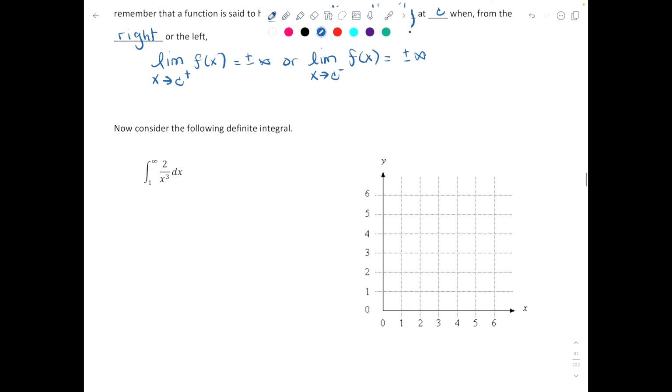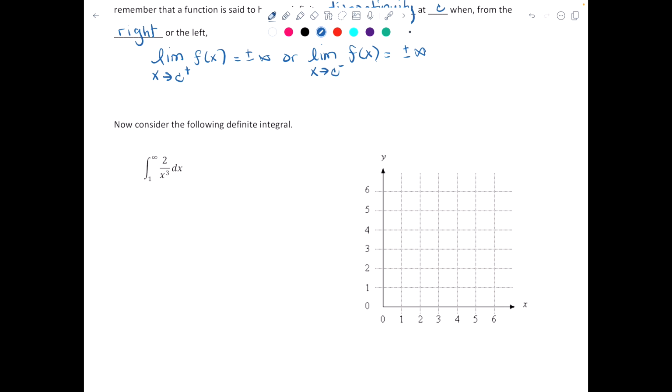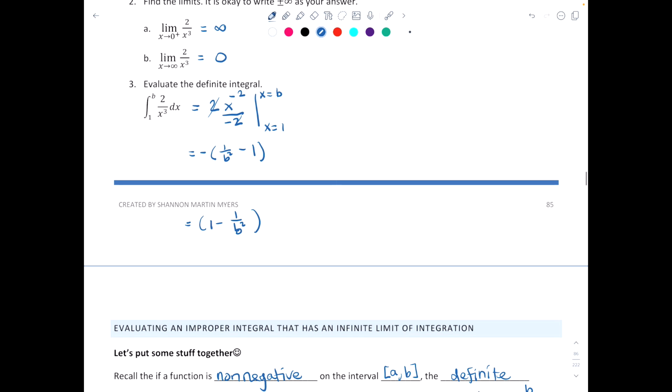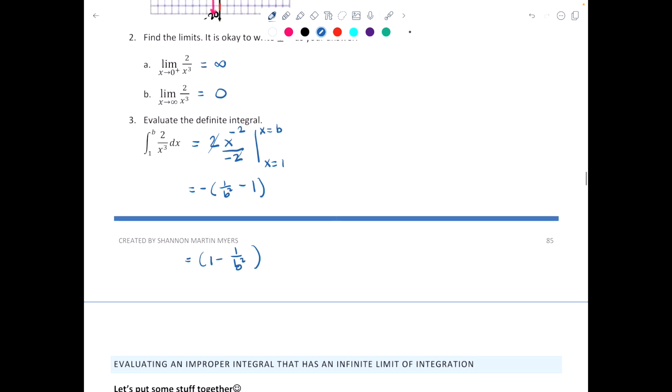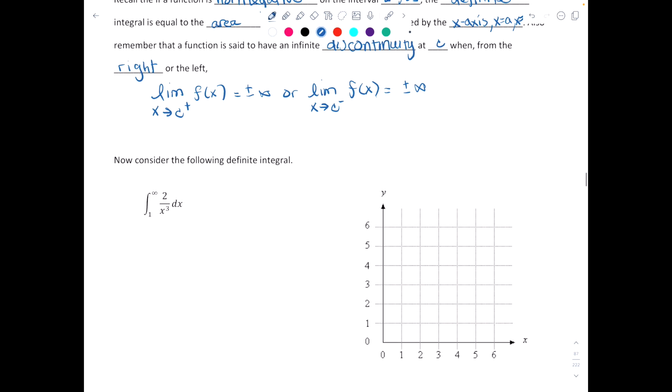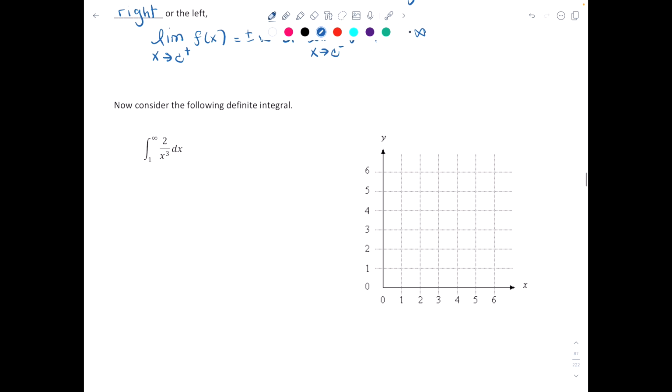So let's look at this integral. Okay, so now we've been playing around with this, right? We know what the definite integral from 1 to b is, so we'll use that. And we also graphed it. Let's graph it on this grid really quickly.